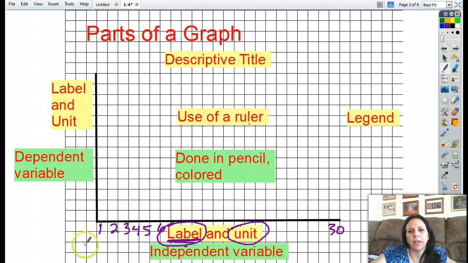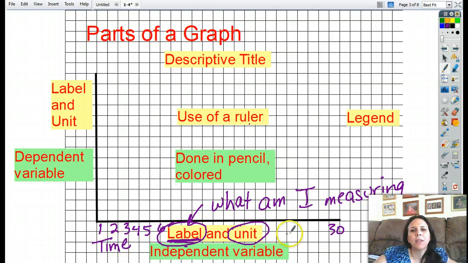Okay, so let's say it is time. I'm measuring time. So that's what the label is: what am I measuring? I'm measuring time. And the unit is how. How did I measure time? I measured time in seconds. So every x-axis should have the what you're measuring and the how you're measuring. So that's a label and a unit.